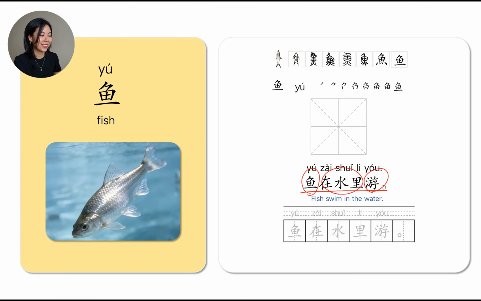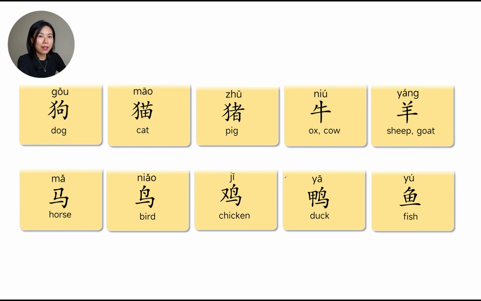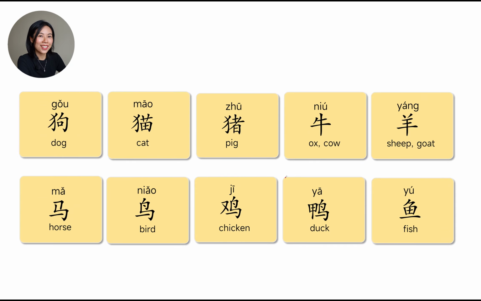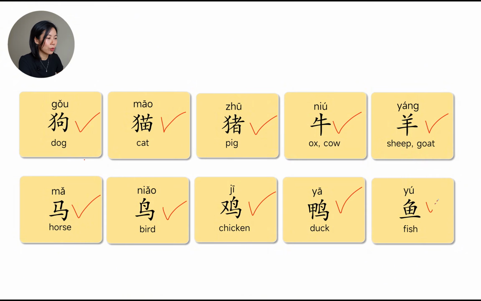Very good. So these are all the animal characters we are going to learn in this video. Let's do a very quick review. 狗 猫 猪 牛 羊 马 鸟 鸡 鸭 鱼.